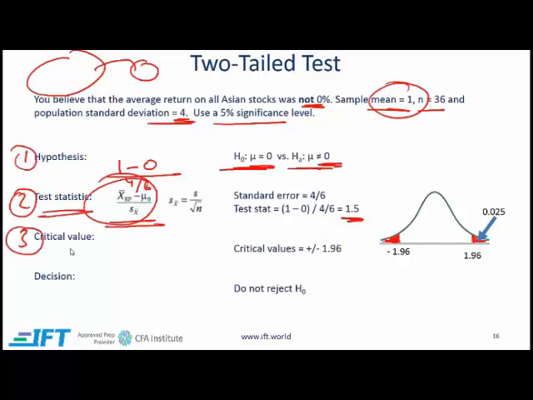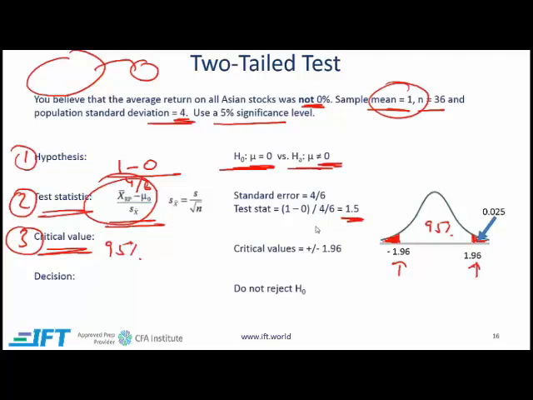Then step 3 is the critical value. The critical value is based on the 95% confidence. If you are looking at your Z table and you are using 95% confidence, that means you have 95% in the middle. How much do you have in the tails? 0.025. So the critical value is plus or minus 1.96.